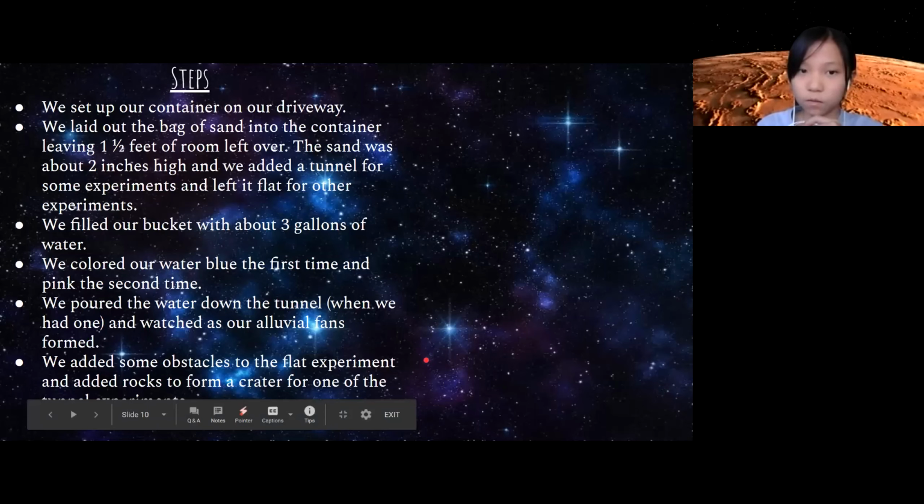Colored our water blue the first time and pink the second time. We poured the water down the tunnel when we had one and watched as our alluvial fan formed. We added some obstacles to the flat experiment and added rocks to form a crater for one of the tunnel experiments.